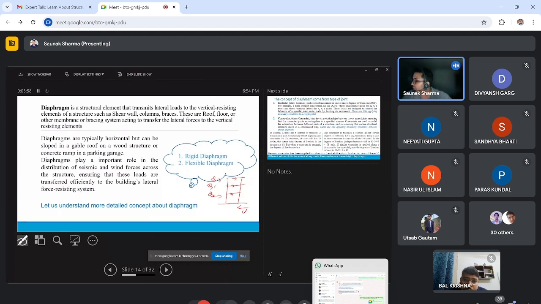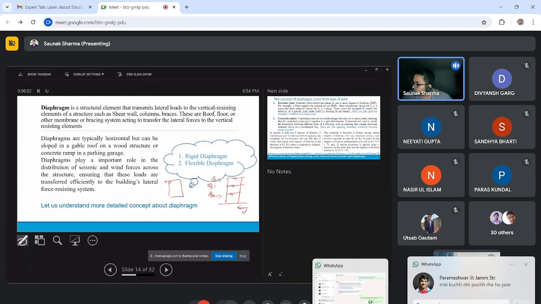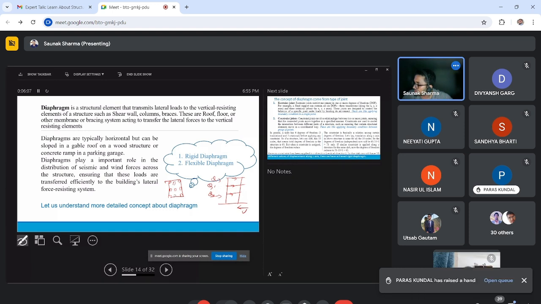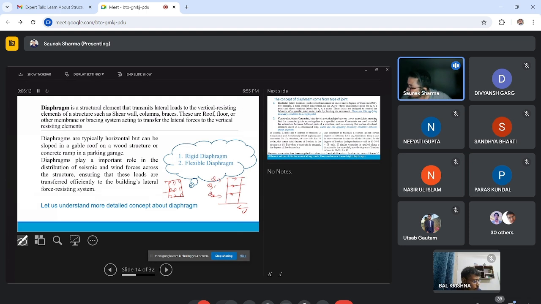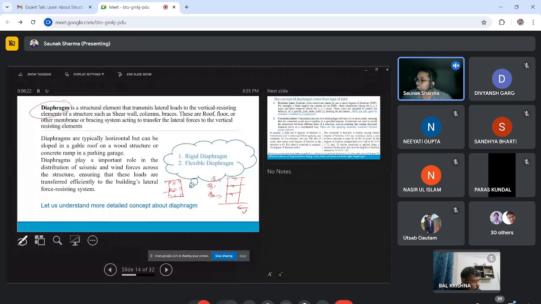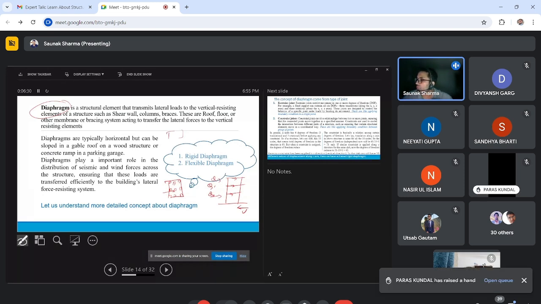And this center of mass, if we see in plan: here is a column, here is a column, here are columns. This load is acting at this point, let's say. Now this load is to be distributed in this vertical load resisting system. This work is done by the diaphragm. The diaphragm transmits or distributes the load in a specified manner. What is that specified manner? The type of diaphragm defines that specified manner. One is a rigid diaphragm, another is a flexible diaphragm.